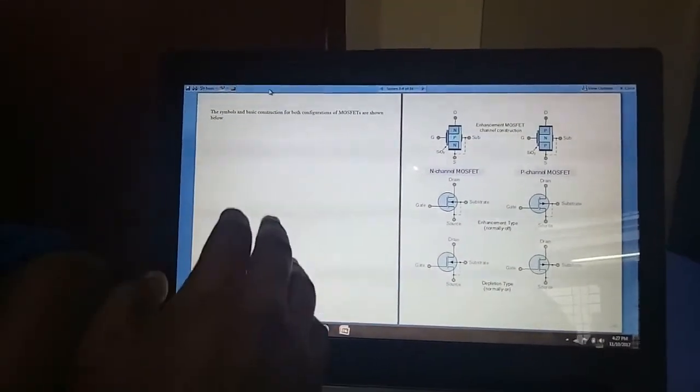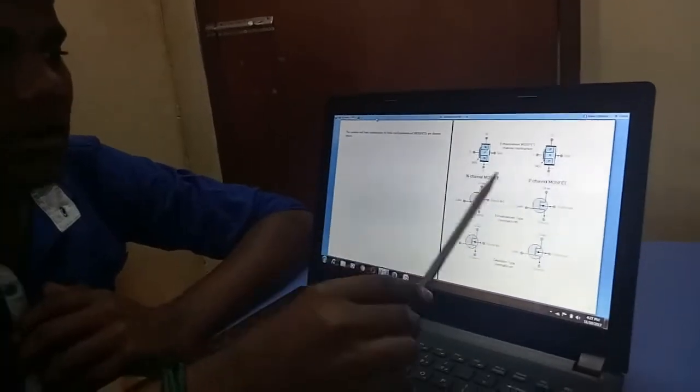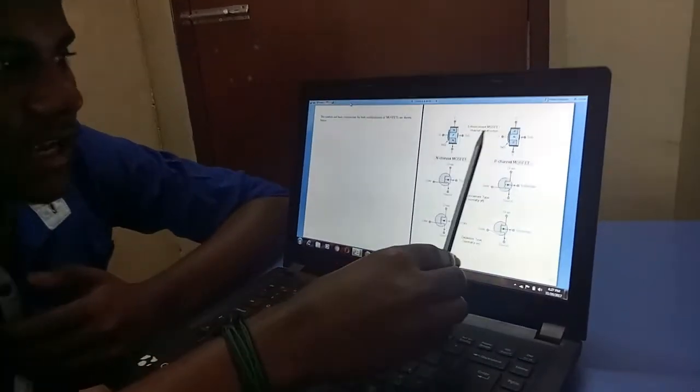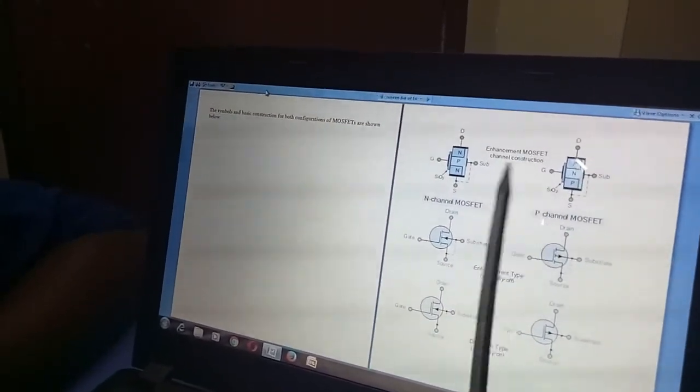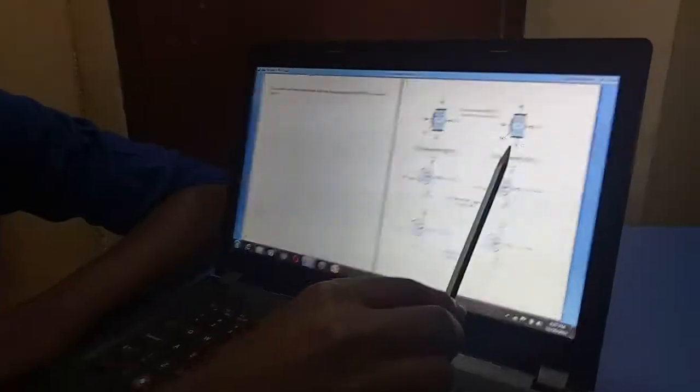The symbols and basic construction for both configurations of MOSFETs are shown here. The symbols of the MOSFETs are there. The enhancement MOSFET channel construction, NPN transistor and PNP transistor. These are N channel MOSFETs. These are P channel MOSFETs.